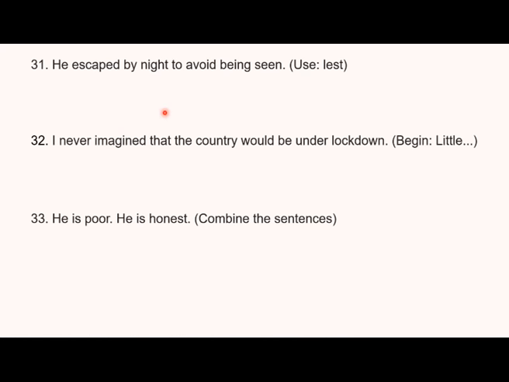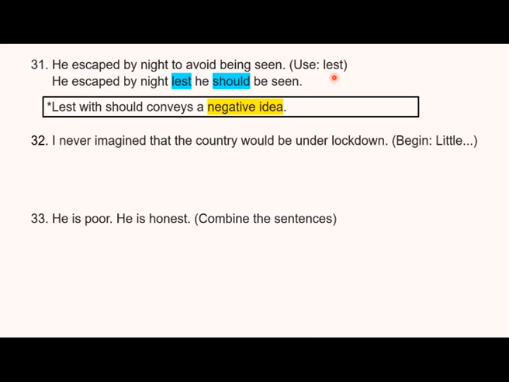Next, he escaped by night to avoid being seen. Use lest. There has been a lot of confusion about the use of lest, but I'll stick to the traditional rules of grammar. Whenever we use lest, we have to use should. In case in the examination, in the distractors, you don't find should and this question comes, then choose the one that you feel is the closest possible answer. Also remember one important thing: whenever you are writing a sentence with lest and with should, it conveys a negative idea. So you don't have to use a not.